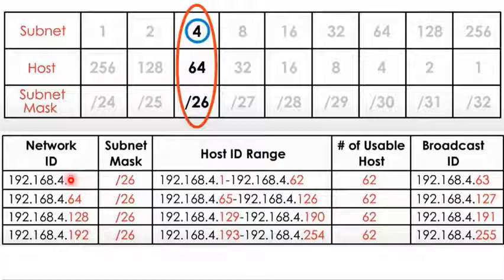Okay, this column is also over, and we have to find the host ID range. Between the starting address and ending address, whatever addresses are available, that is the host ID range. So 1 to 62 here, 65 to 126 here, 129 to 190 here, and 193 to 254 here. So this is the easy way to find the subnet mask.